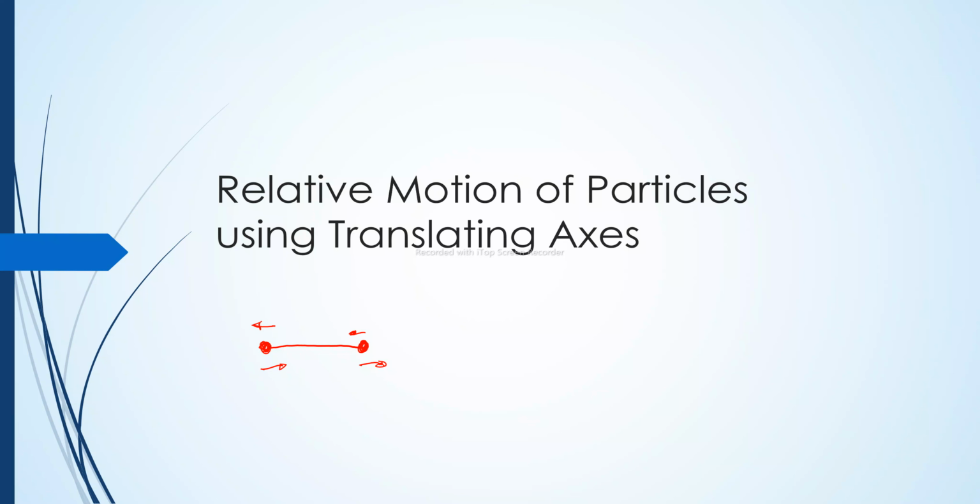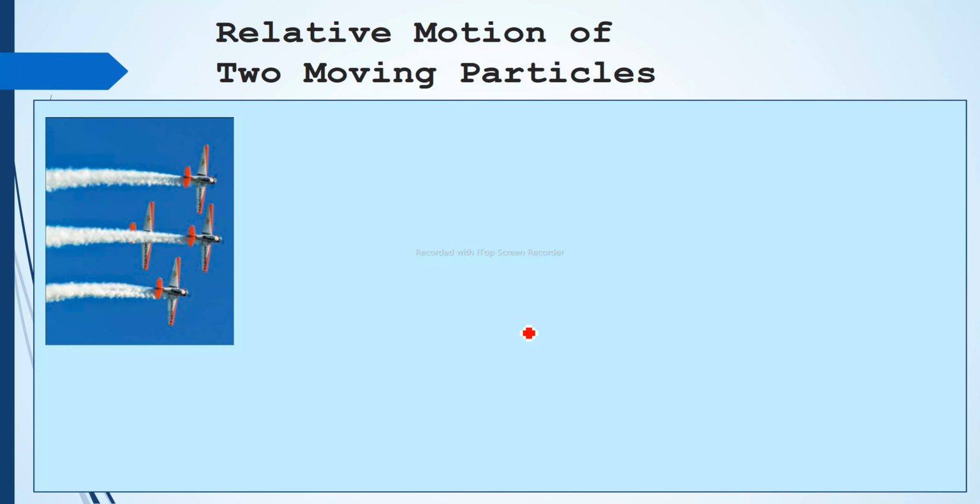Now we have here two particles which are completely independent of each other's motion. So what is this about? The concept of the relative motion of particles using translating axis is that we are trying to determine the motion of a particle like this one, which is relative, or in relation, to the motion of this particle.